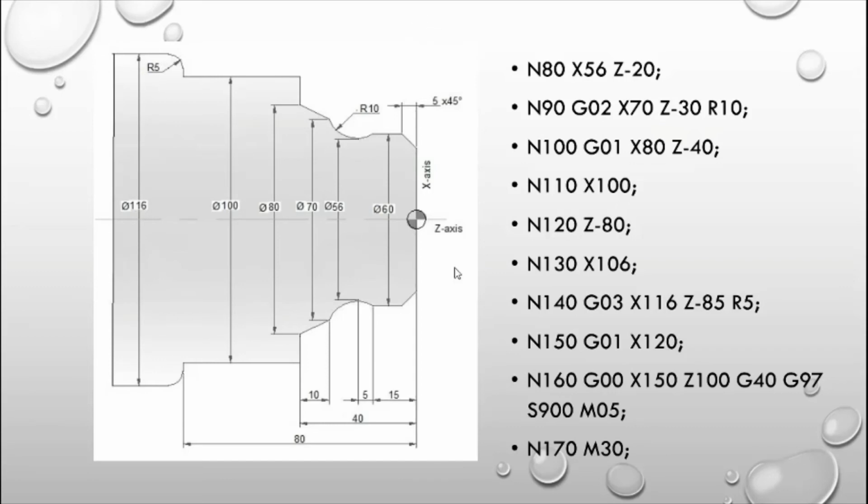G00 is a rapid traverse. Our tool goes to X150, Z100. G40 is the tool nose radius compensation cancel. G97 is the cancellation of constant surface speed, S900 the value of 900, and M05 is the spindle off, M30 is the end of the program.